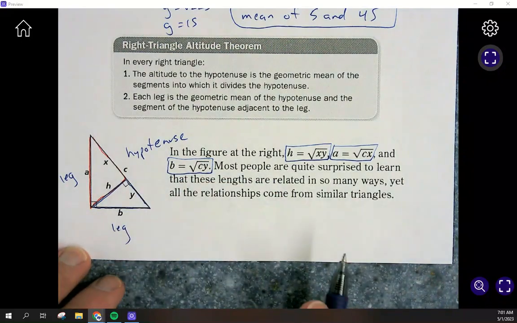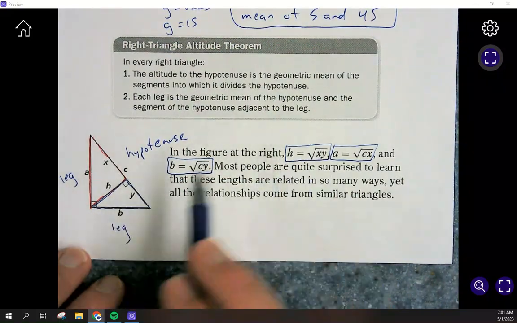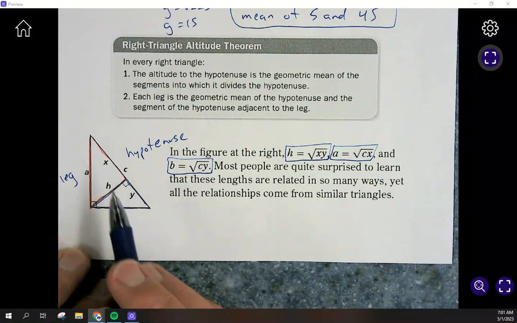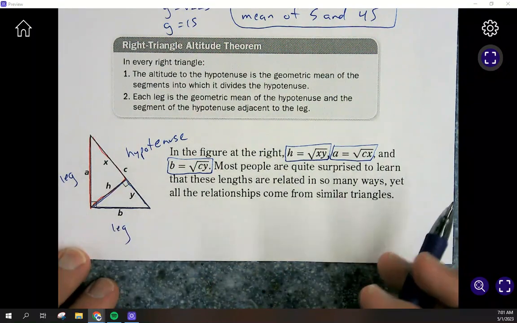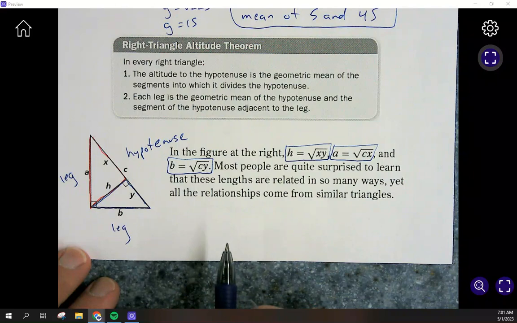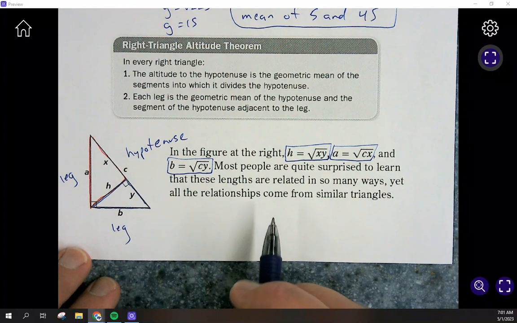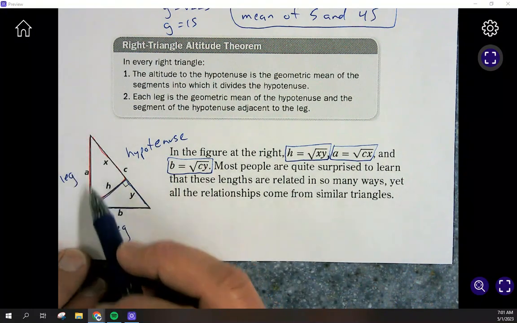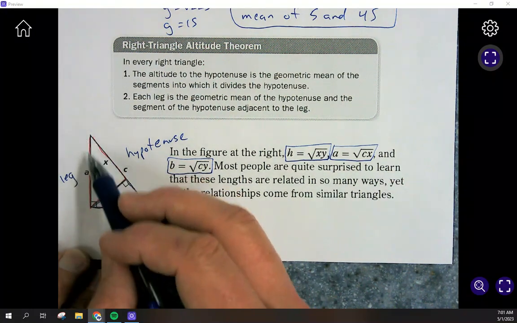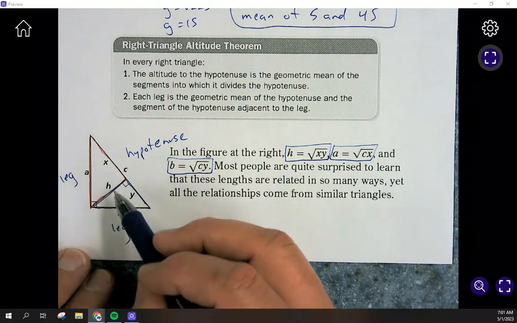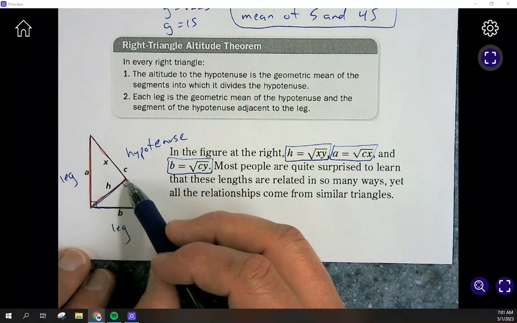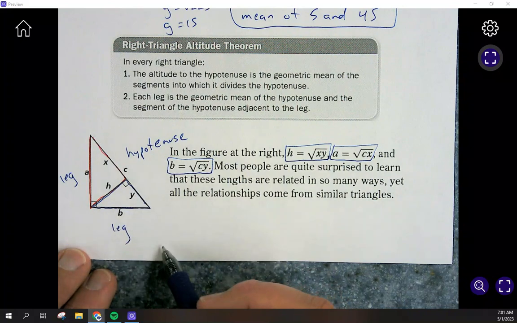The reason all of this happens and why we're studying it in this section is because when we draw this altitude, we end up with three similar triangles. So remember, for them to be similar, one of the ways that we can prove that they're similar is to show that two angles are the same. So first of all of these are going to have a 90. So if you look at the big one, the 90 was given to us. When we draw this altitude to the hypotenuse, it automatically is going to have that 90.